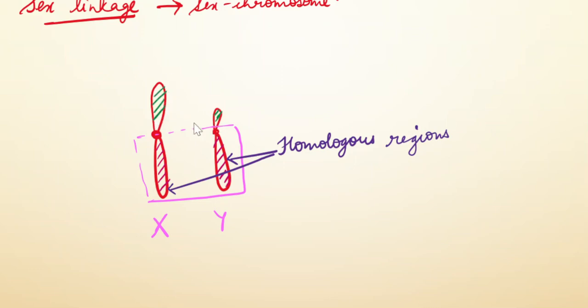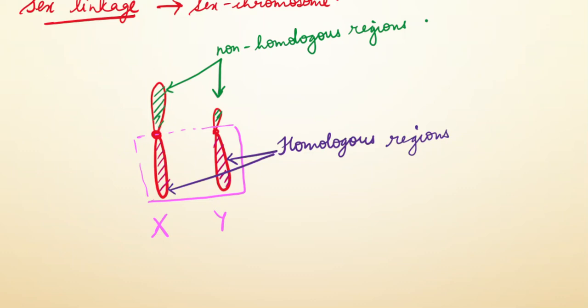And these two parts are not homologous, so we will say non-homologous chromosome. As you can see, they are not structurally the same. Morphology wise they are not the same, so we will say non-homologous regions. Now on the non-homologous and the homologous regions, there are two different types of genes.